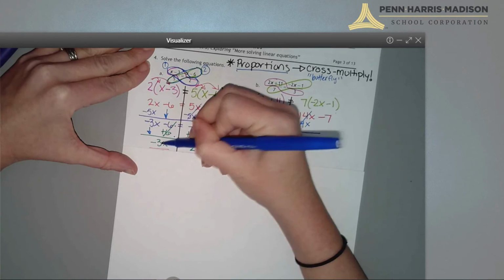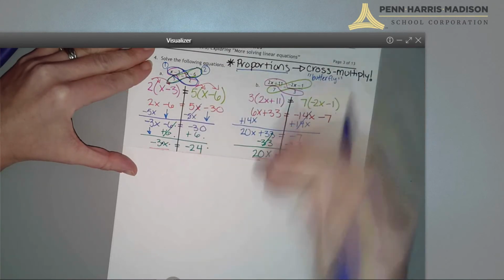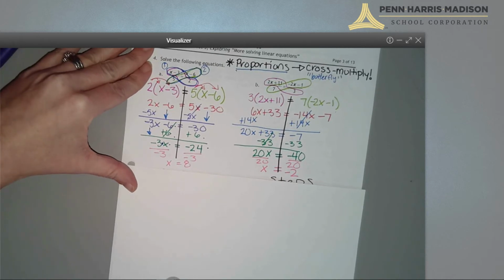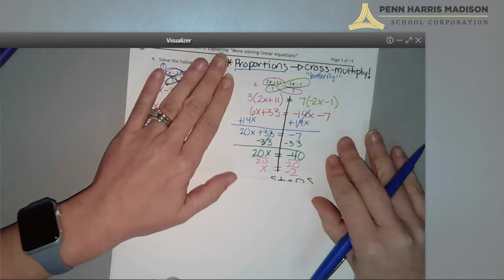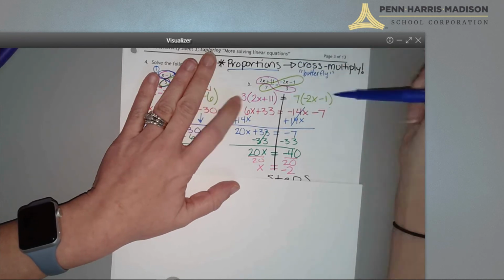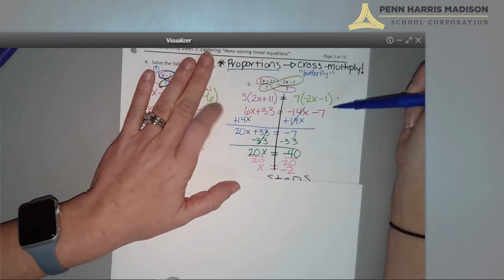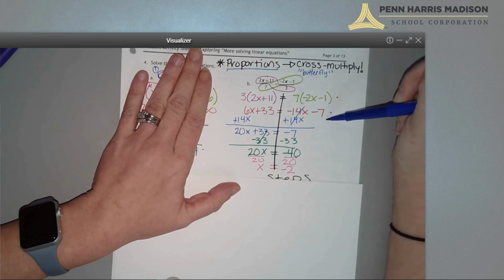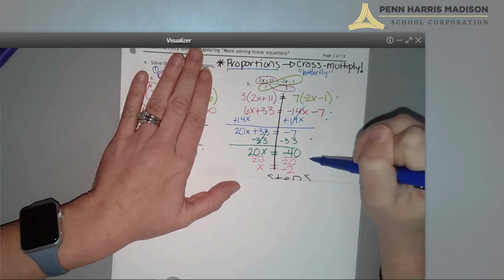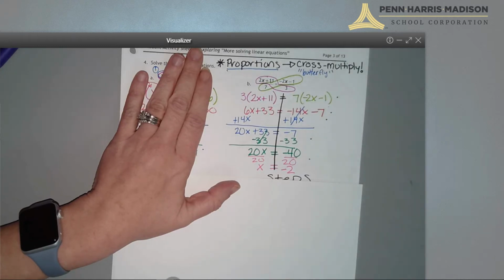Get rid of our multiplication using division. Divide both sides by negative 3, and we get that x equals positive 8. Okay, I'm not going to go through this problem, but you can take a look at what I did here. I cross multiplied, distribute, letters to the left, numbers to the right, divide. Same steps every time here, guys.